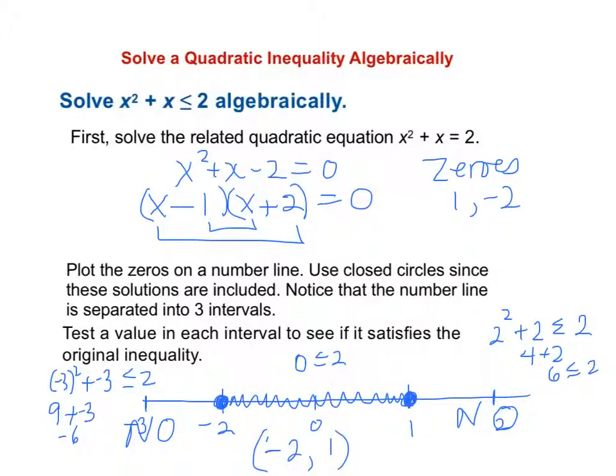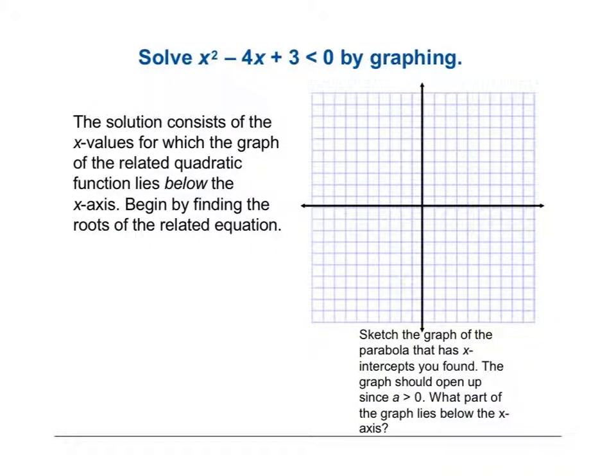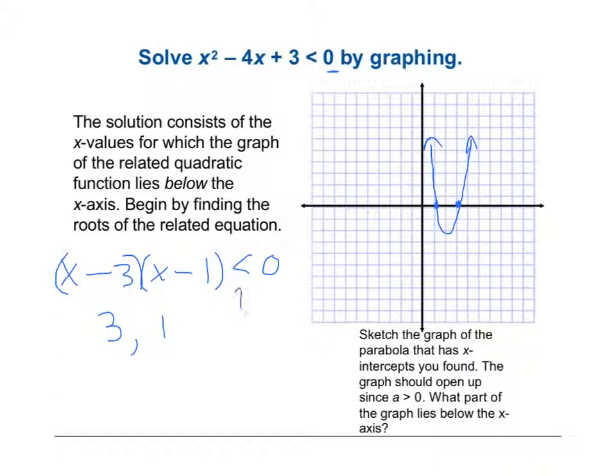Okay, so one last example. Notice this is 0. We're going to solve x squared minus 4x plus 3 by graphing. Okay, so I am going to try to factor first, and I have x and x, 3 and 1, negative and negative. Okay, so I'm going to find the zeros are at 3 and 1, so here's 1 and here's 3, and it's going to go up like this. All right, so because it says less than, I want to know where it is below the x-axis.